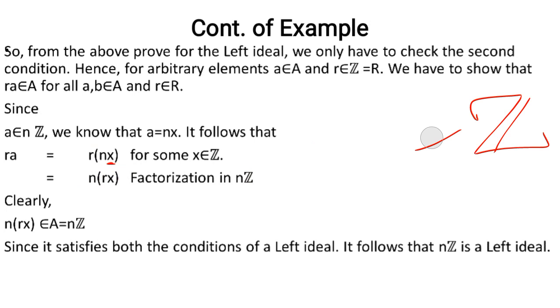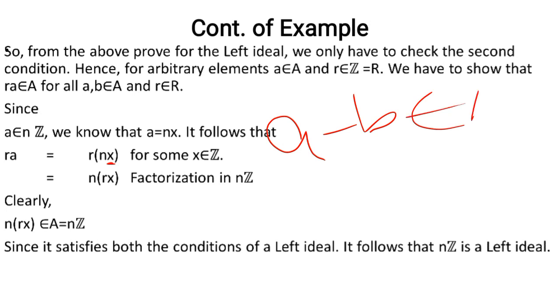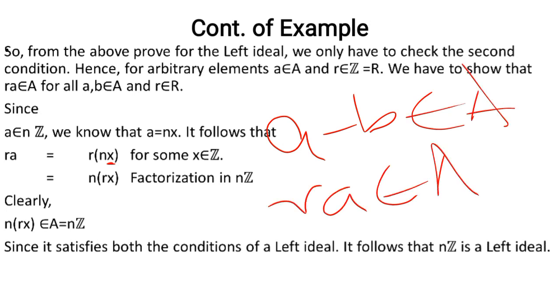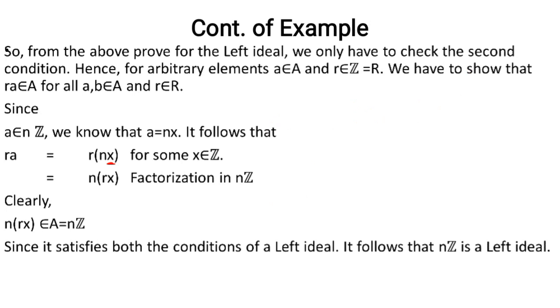So we found out that it's a left ideal because it satisfies the first identity, that is a minus b is in A, and when you take the left multiplication, it is also in A, therefore it is a left ideal. So we've sorted that part of it. Okay, we're still on our way. We're to show that it's an ideal, not just a left ideal. So we need to do the right ideal part of it.